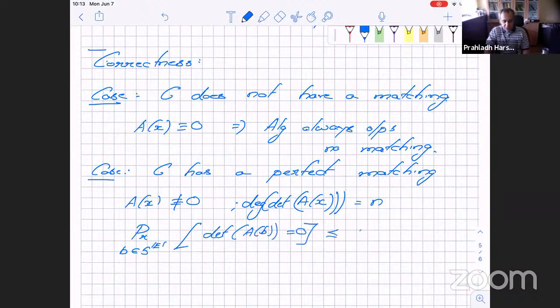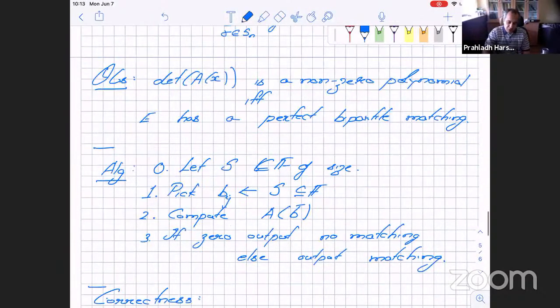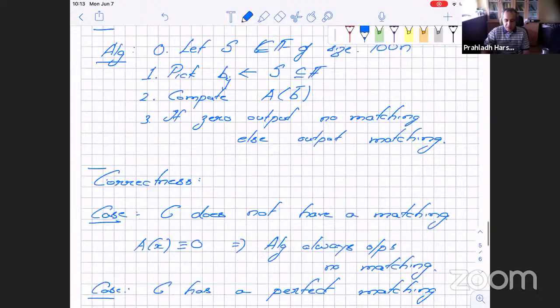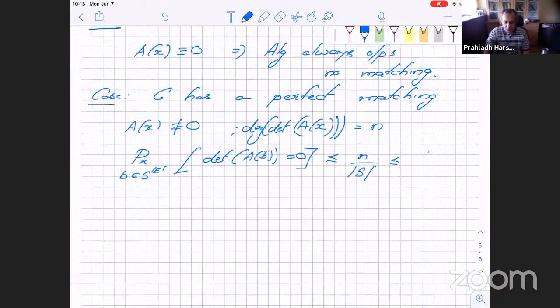This is at most n over the size of S by the Schwartz-Zippel lemma. So if you just choose S to be of size, say, 100n, you get that this probability is at most 1 over 100. You choose it arbitrarily. So it gives you a super efficient randomized algorithm to check if the graph has a perfect bipartite matching or not.